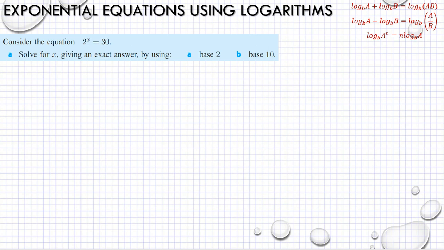Okay, consider the equation 2 raised to x is equal to 30. Solve for x, giving an exact answer by using base 2. We always remember that if we have a base b raised to x, that is equal to y if and only if x is equal to the logarithm of y with base b. So that means this one now.